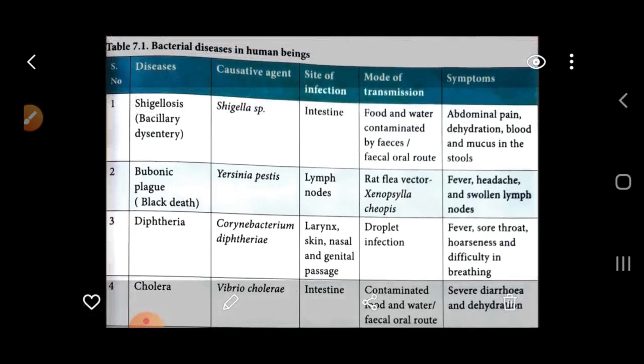Cholera, Vibrio cholerae. The causative agent is Vibrio cholerae. Cholera is related to dysentery. It affects the intestine area. The mode of transmission is the same: contaminated food and water, the fecal-oral route. The symptoms are diarrhea and dehydration. So for cholera and shigellosis, the symptoms, mode of transmission and site of infection are the same. The only difference is the name of the disease and the causative agent: Shigella species for shigellosis and Vibrio cholerae for cholera. Other than this, all three are the same.